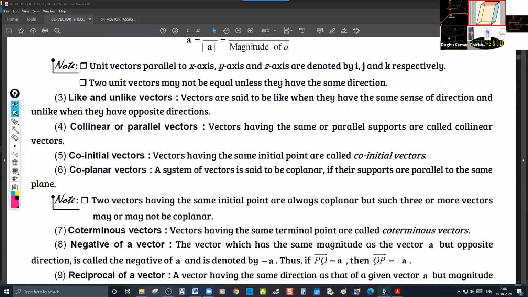Like and unlike vectors: if A bar is one vector and minus A bar is another vector, they are in opposite directions. That is why, in the names themselves, you have the meaning. Collinear or parallel vectors, I just discussed, there exists a linear relation between them. Co-initial vectors, I discussed, their initial points coincide. Coplanar vectors, we will come across in the next part. Coplanarity has a good, lengthy discussion for two vectors.